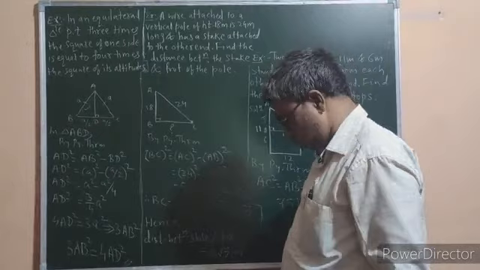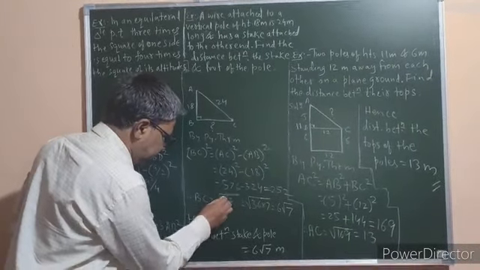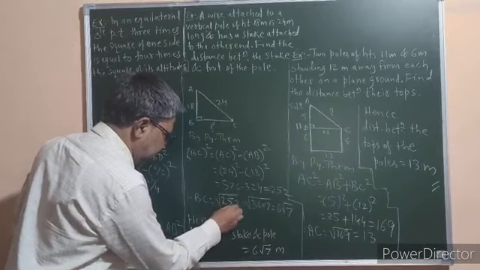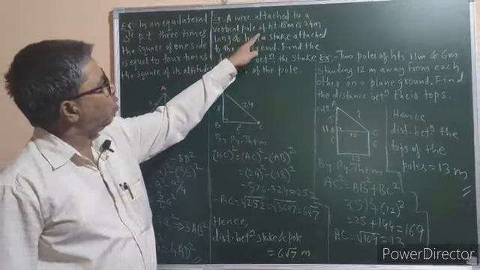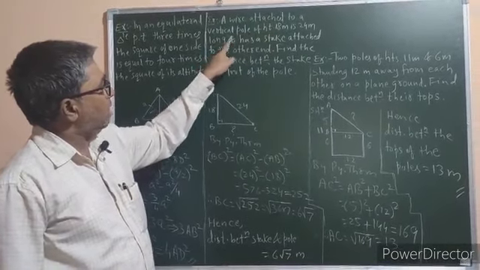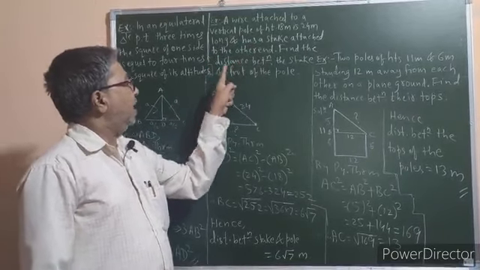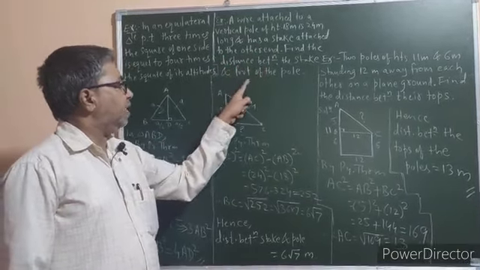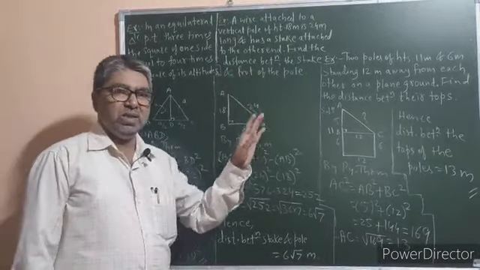Okay. Now coming to one more example. The example here is a wire attached to a vertical pole of height 18 meter is 24 meter long and has a stake attached to the other end. Find the distance between the stake and foot of the pole. So this is the example.